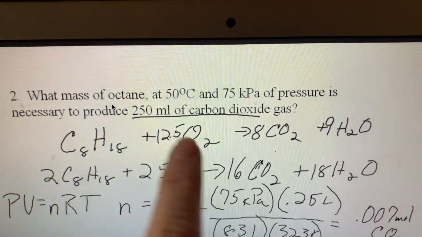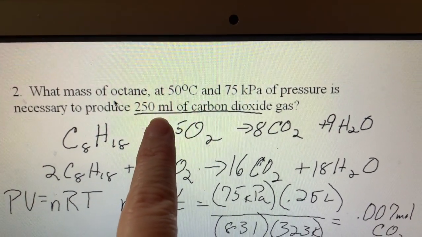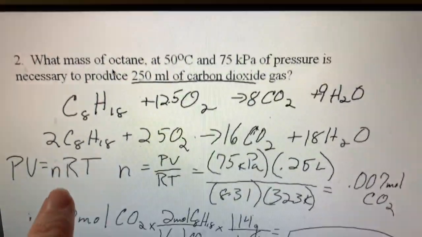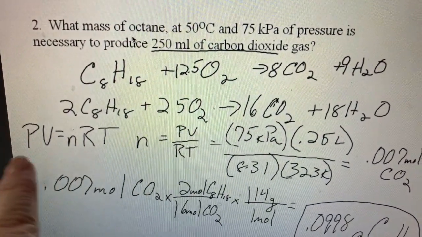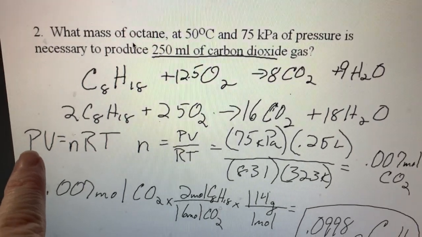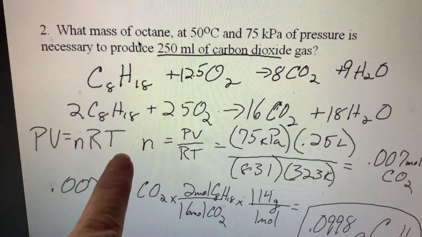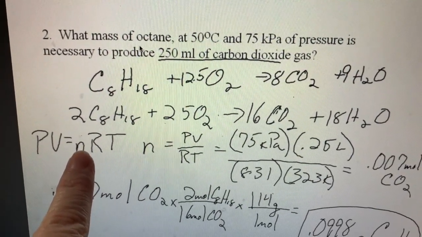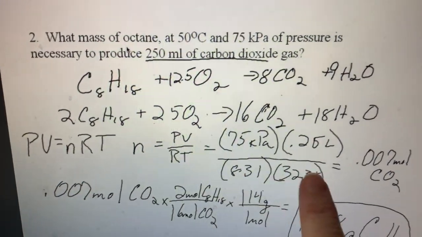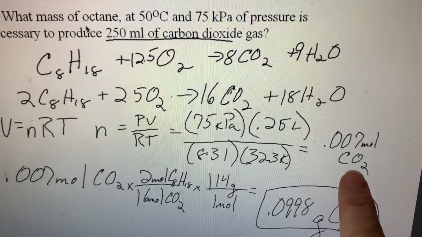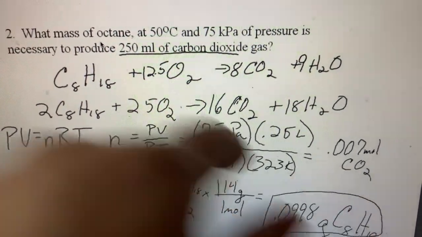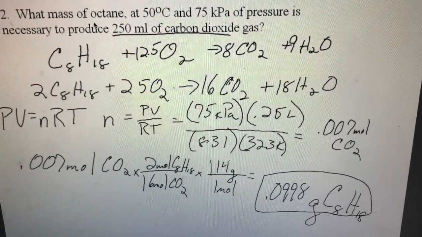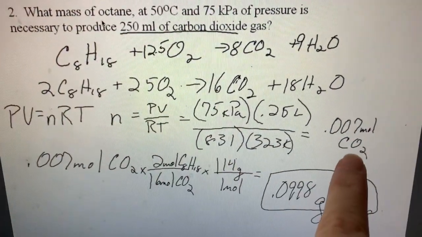In this case, I'm giving you a volume to start out with. I'm not at STP. So in this case, I'm going to start with my ideal gas equation, and I know the pressure, I know the temperature, I know the volume. I'm going to figure out how many moles that is. So I plug my numbers in, I figure out how many moles of carbon dioxide. I want to know what mass of octane I can produce from this much carbon dioxide.